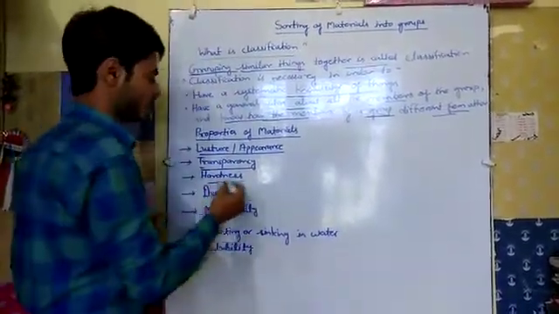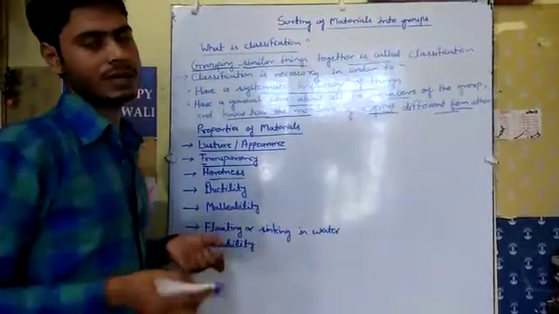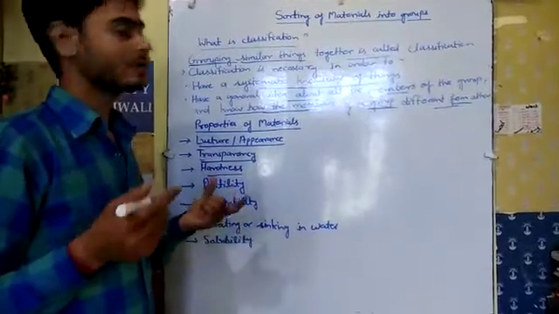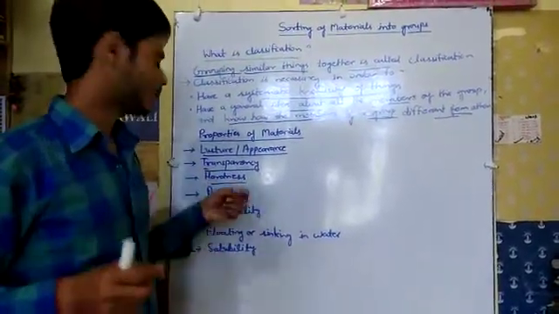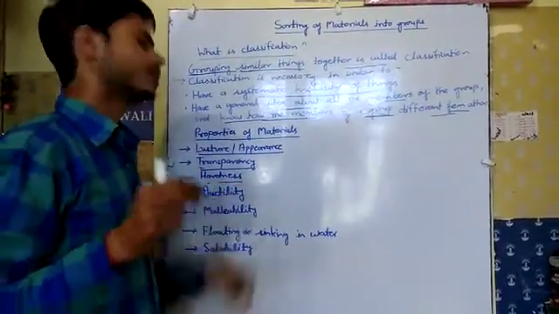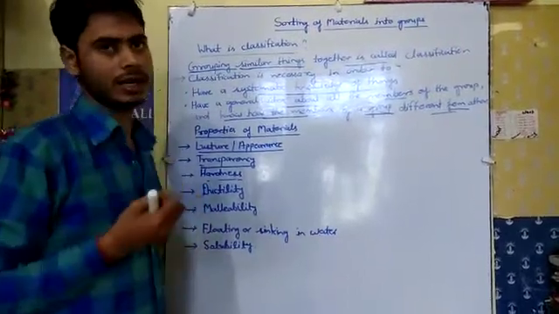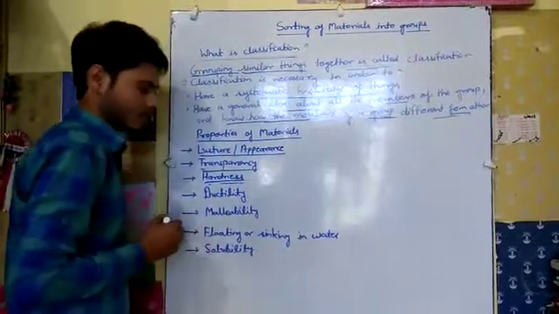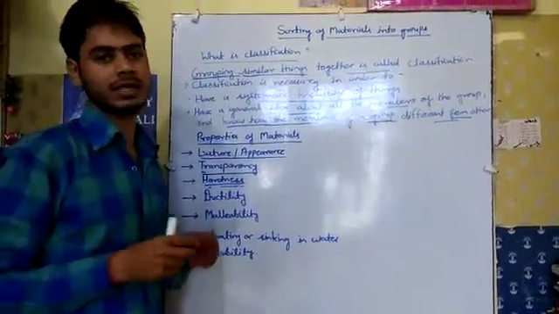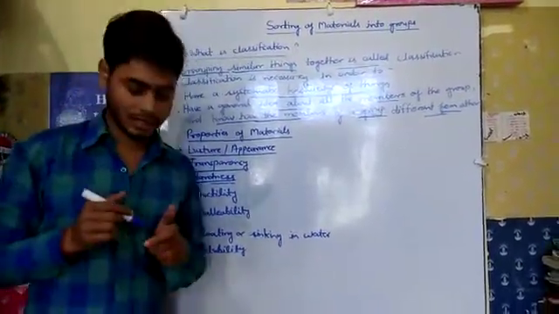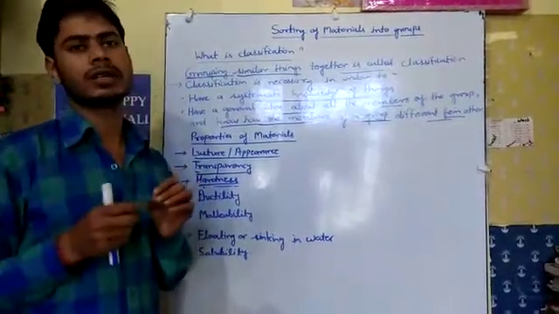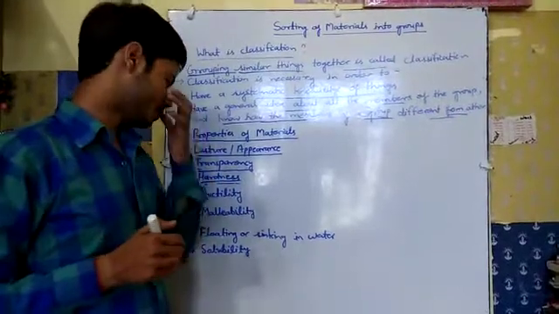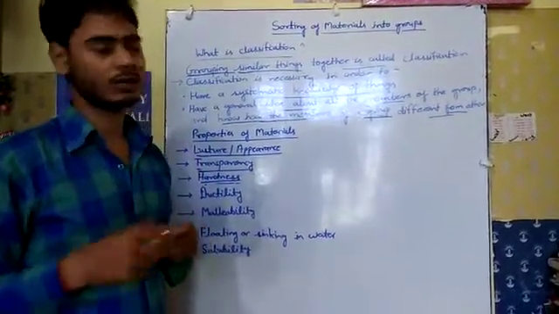The third one is hardness. Some objects are soft and some are hard. Cotton wool is soft, and an iron nail is hard. After that, ductility. Ductility is the property by which we can draw materials into thin wires. It is a property on the basis of which we can categorize objects.